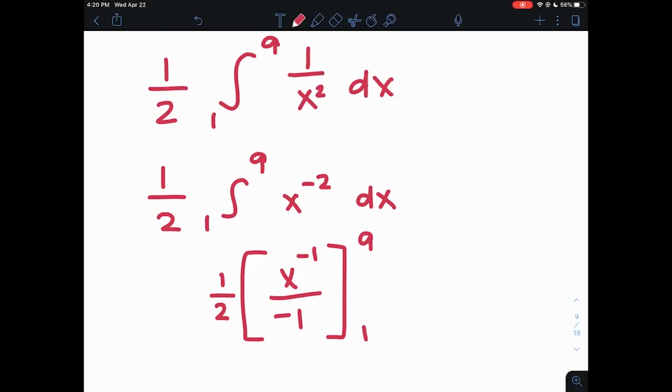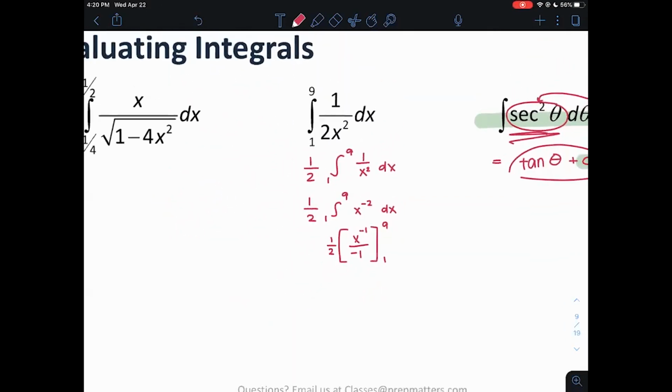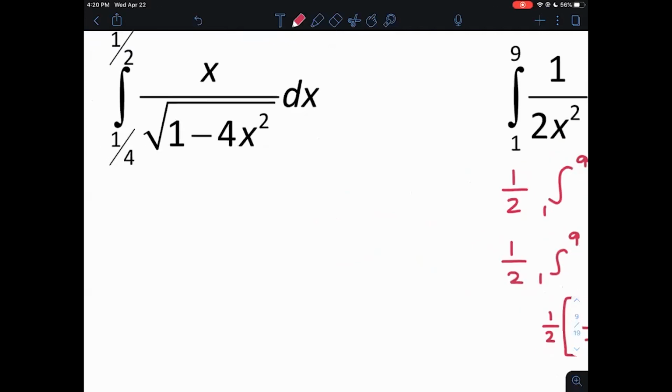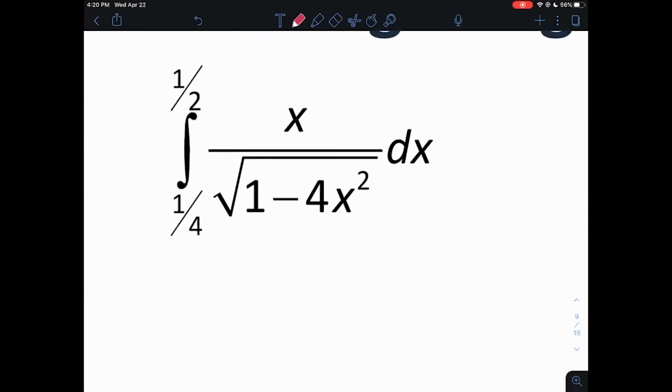And I trust that you can do all of that math, and I want to show you more of the tricks and crazy things here. So let's move on to this one. So here, we don't have a lot of easy tools. Those are essentially our easy tools. We either recognize a derivative that we know, like we did with the secant squared, or we can reverse, undo the power rule. That's pretty much it.